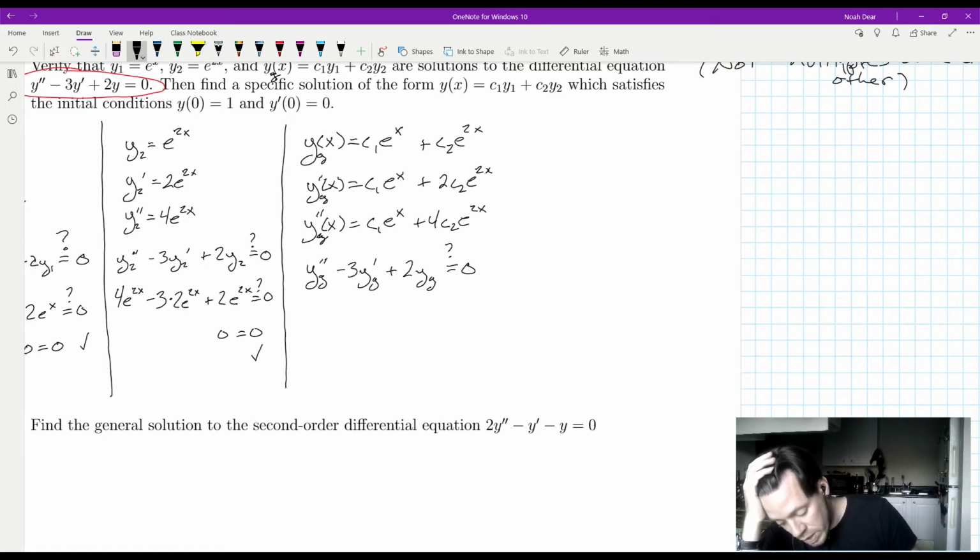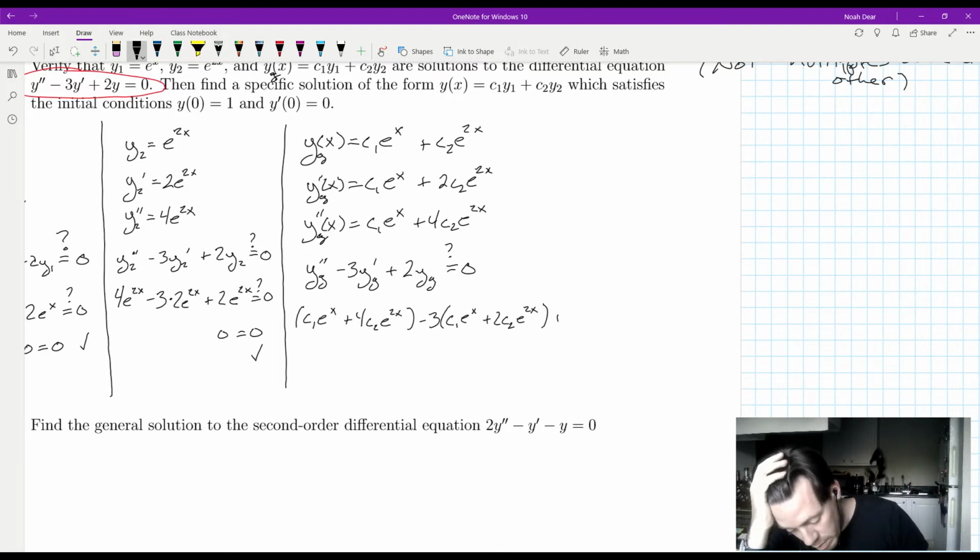y sub g double prime is going to be c1 e to the x plus 4c2 e to the 2x, minus 3 times c1 e to the x plus 2c2 e to the 2x, and plus 2 times the original y sub g, c1 e to the x plus c2 e to the 2x. Does that add up to 0?